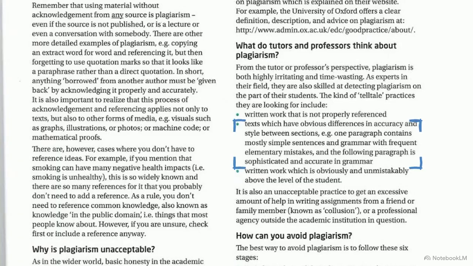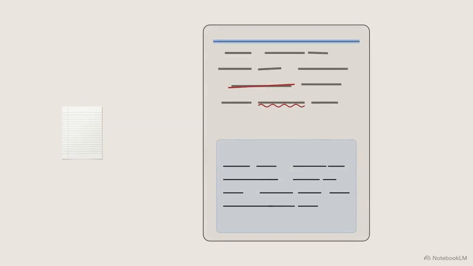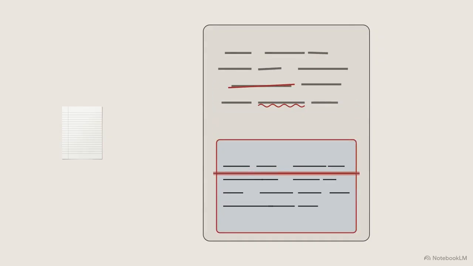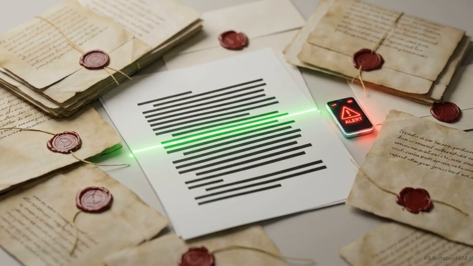Down in this section, you can see the telltale signs they look for. They easily notice when a paper suddenly shifts from simple sentences with elementary mistakes to highly sophisticated, flawless grammar. Many institutions also run every submission through advanced detection software.